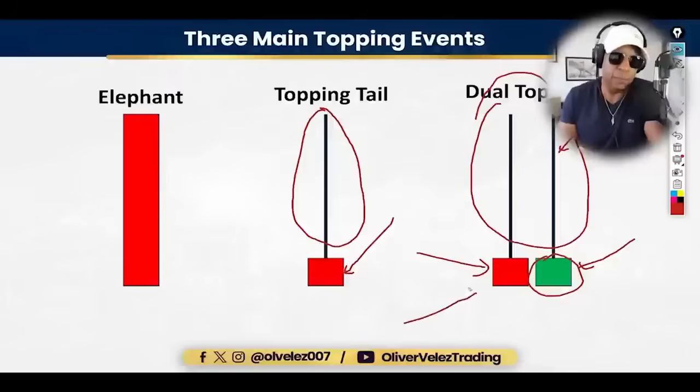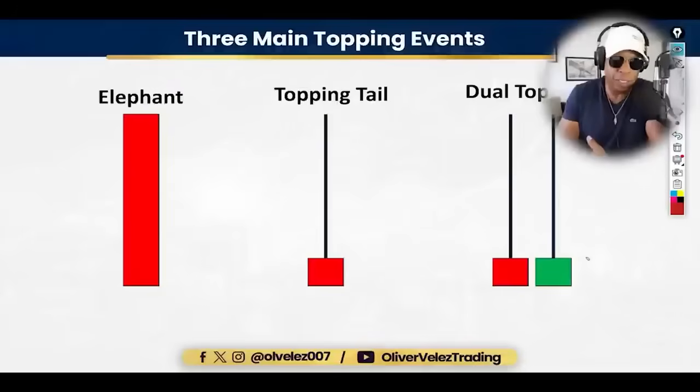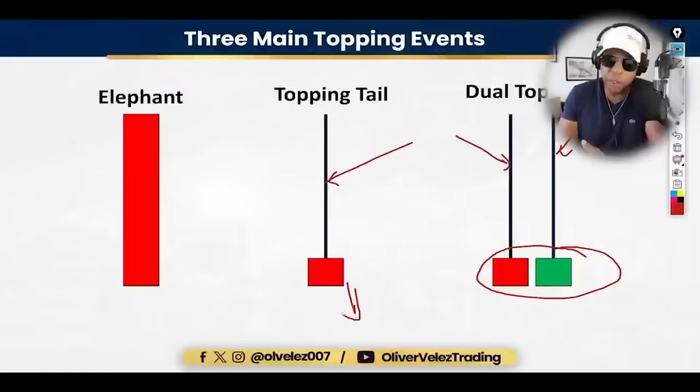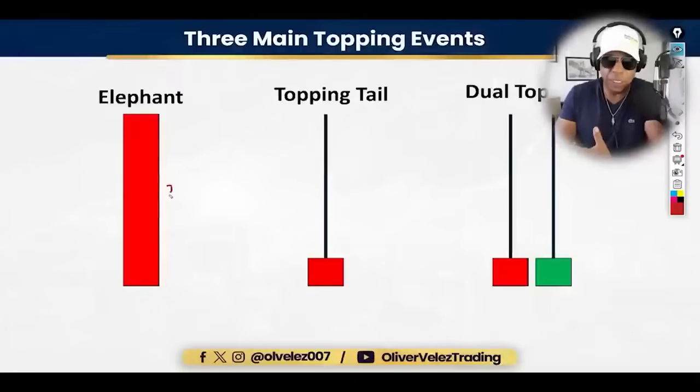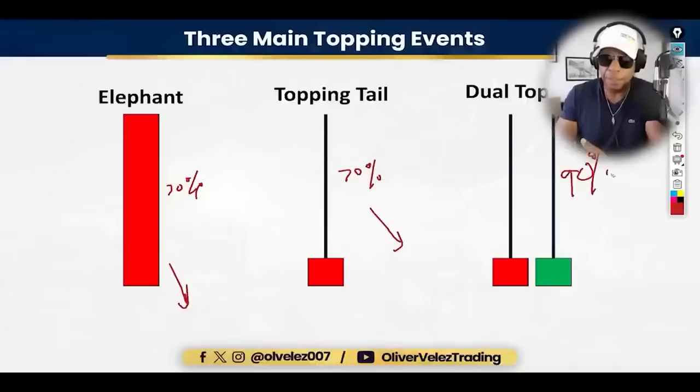So obviously red is better if you're looking to go down, but it's so negligent that I want you to consider the colors equal as long as the tail is strong. If the tail is strong, you're going lower a high percentage of the time. I don't care what color the body is. All right. So 70% follow through, 90% follow through to the downside.